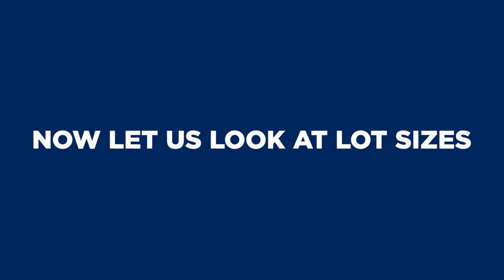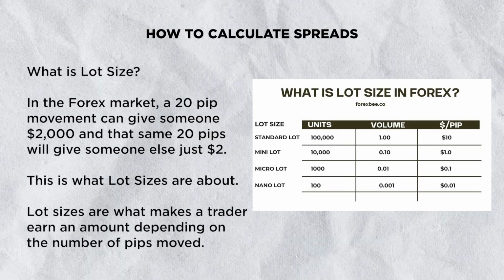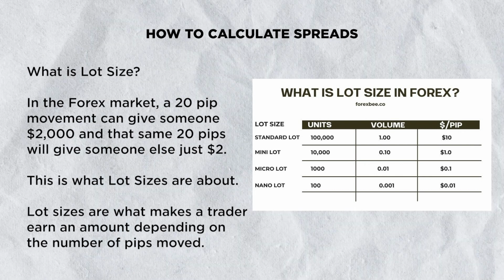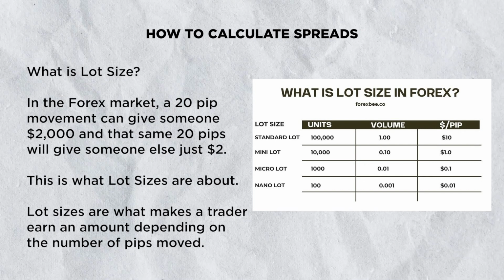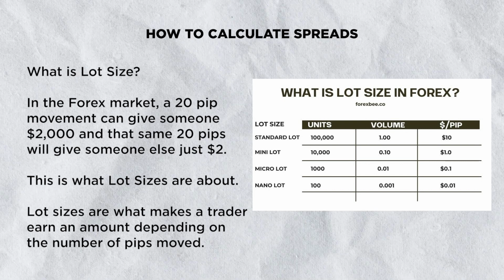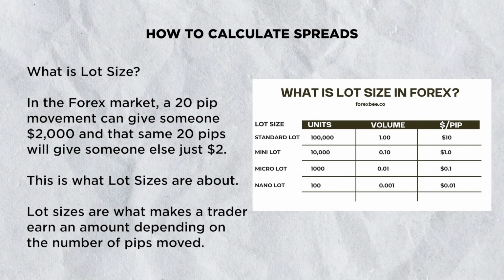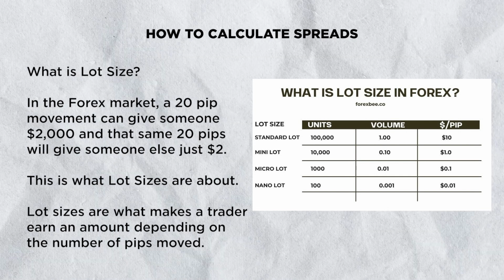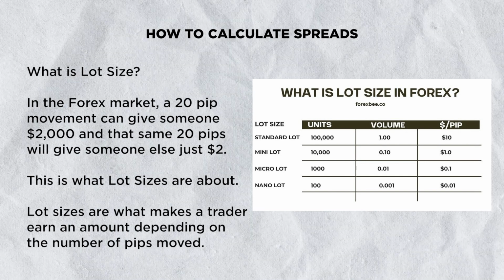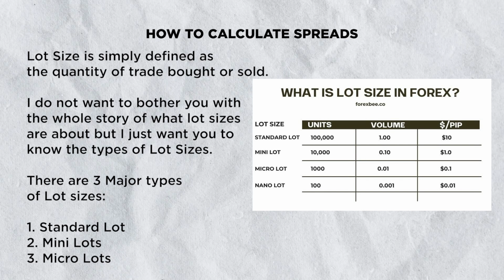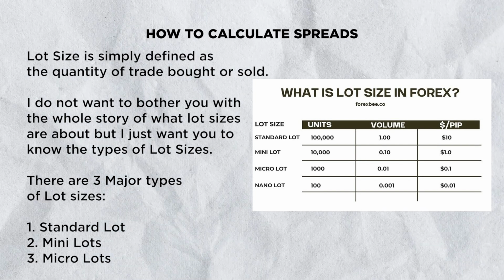Now let us look at lot sizes. What is lot size? In the Forex market, a 20-pip movement can give someone $2,000, and that same 20 pips will give someone else just $2. This is what lot sizes are about. Lot sizes are what makes a trader earn an amount depending on the number of pips moved. Lot size is simply defined as the quantity of trade bought or sold.